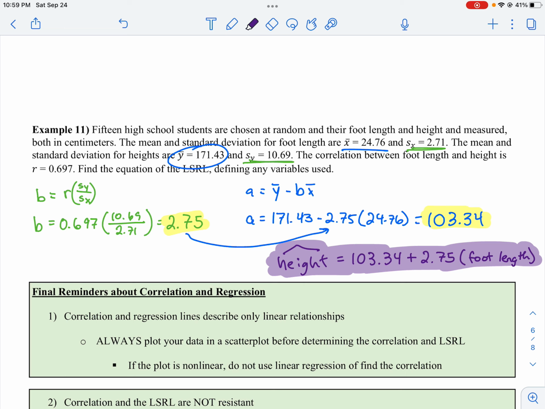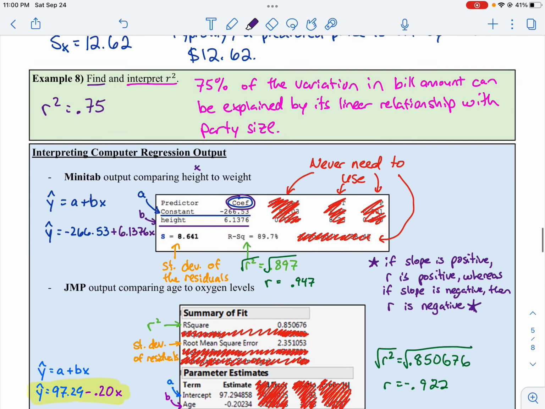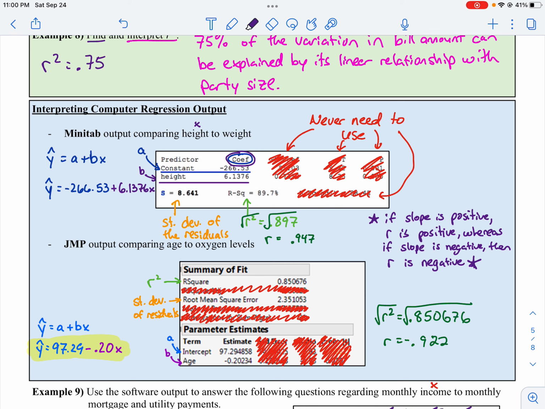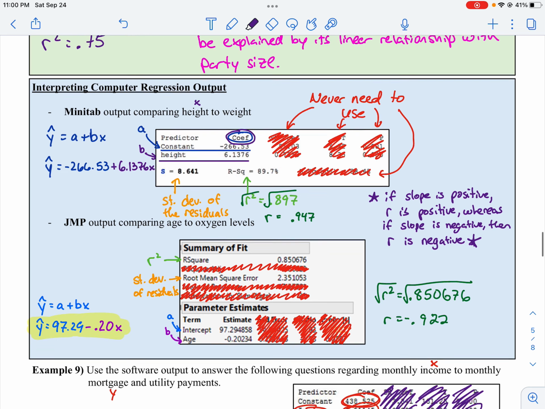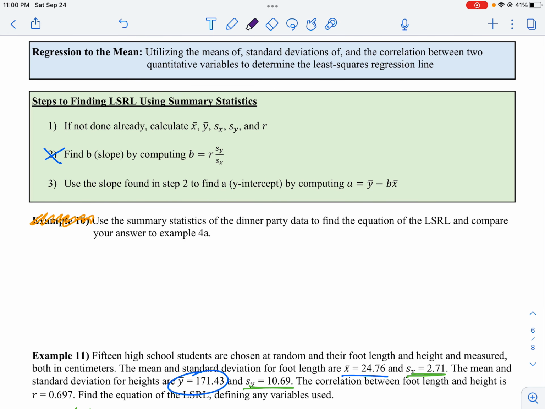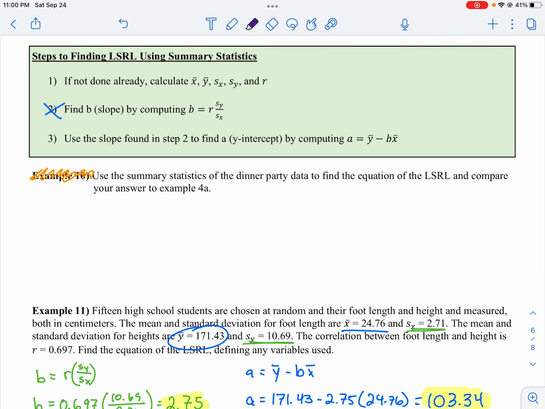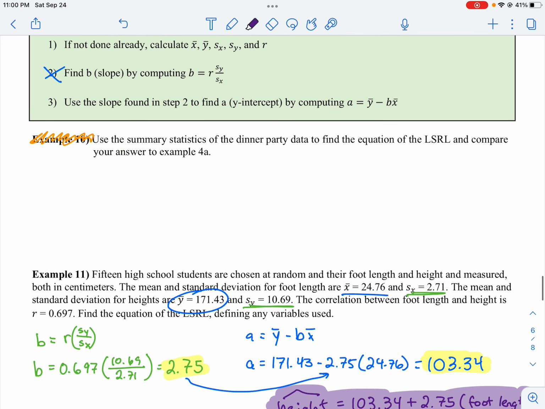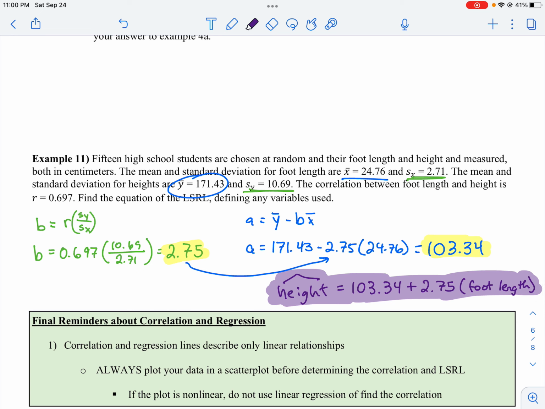So if you do have any questions from this, as always, please feel free to reach out. But just as a quick review, Minitab outputs: how can I write the equation of the least squares regression line from a Minitab? How can I do that from a JMP? We use that information provided. And then writing the least squares regression line from statistical summaries. Step 1, if you don't already have them, determine what are x bar, y bar, standard deviation of x and y, and your correlation. Then once you have those, use them appropriately to find your slope and your y-intercept, and then plug those back into a final product.